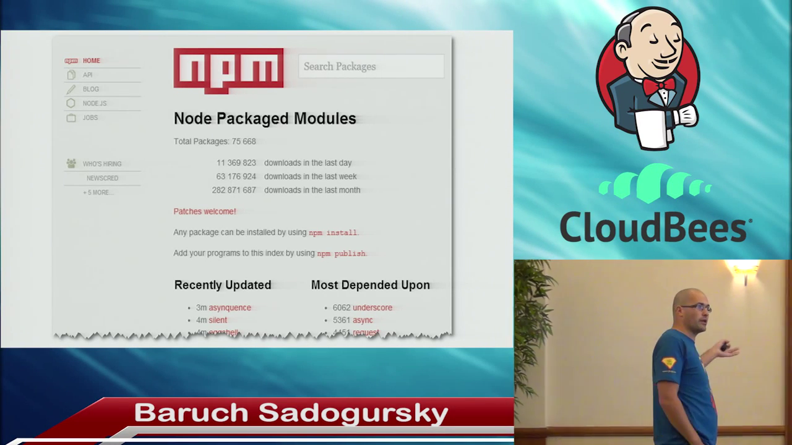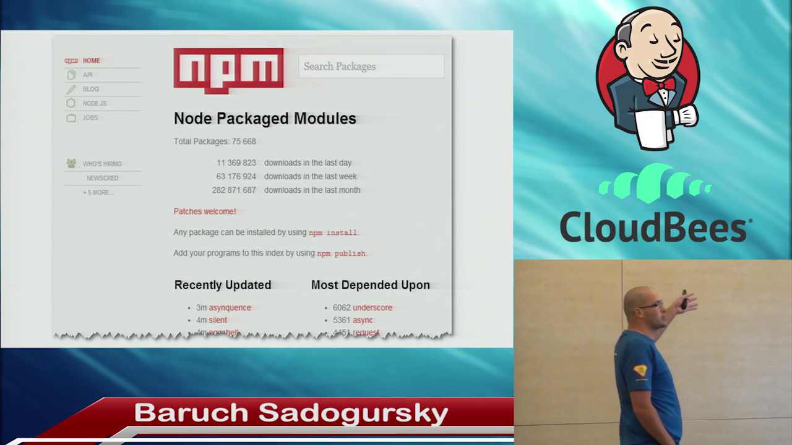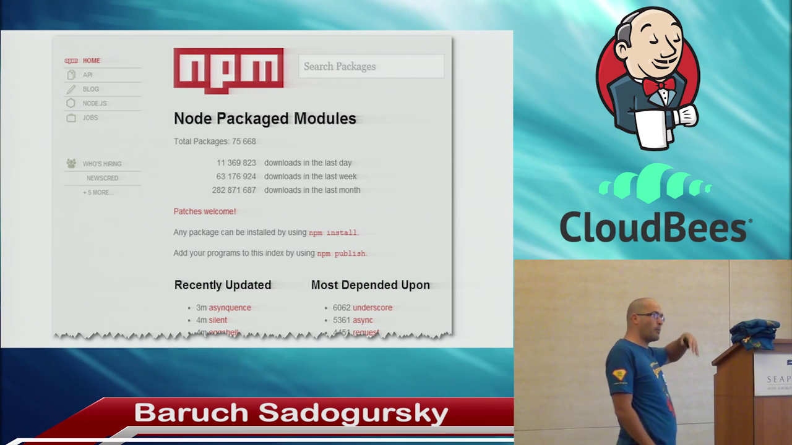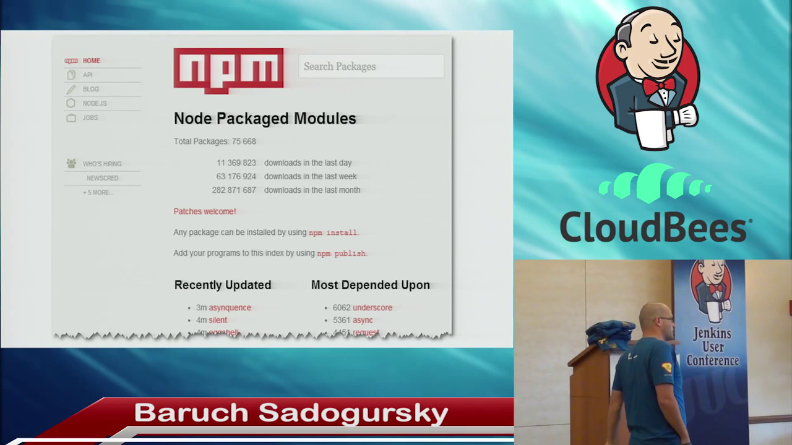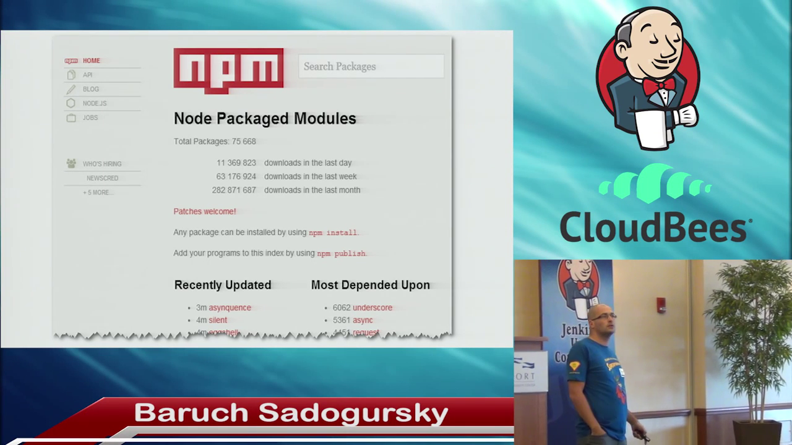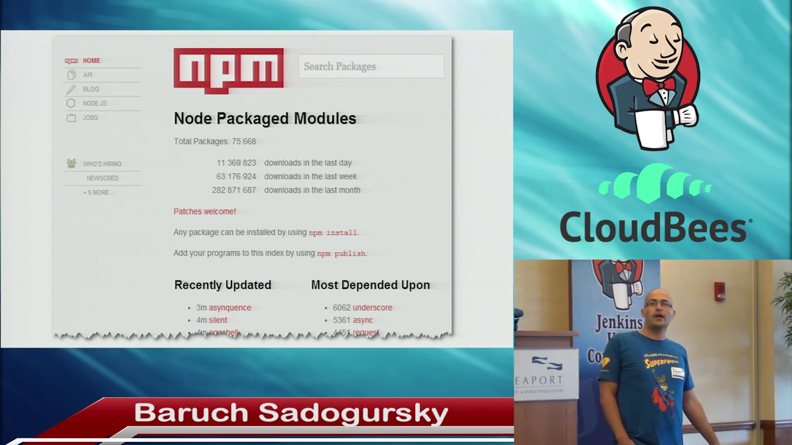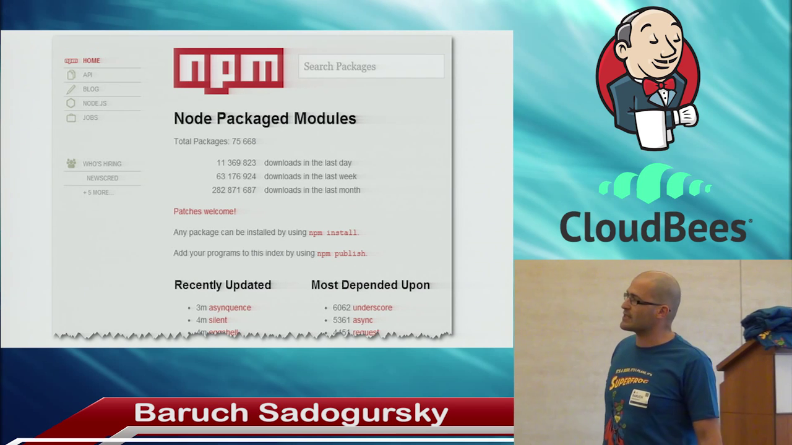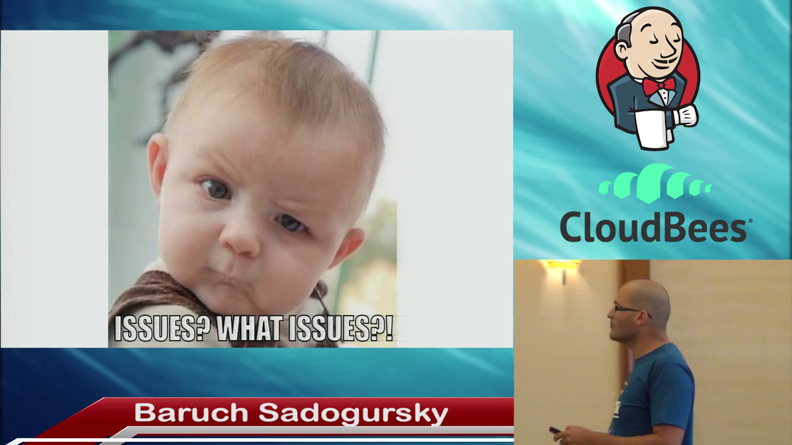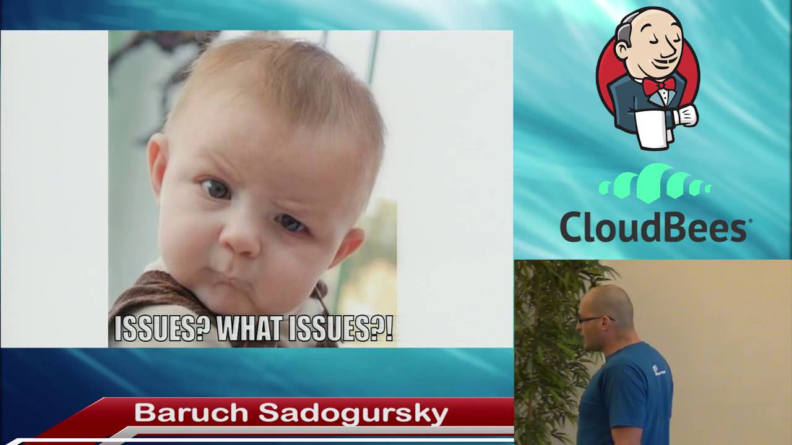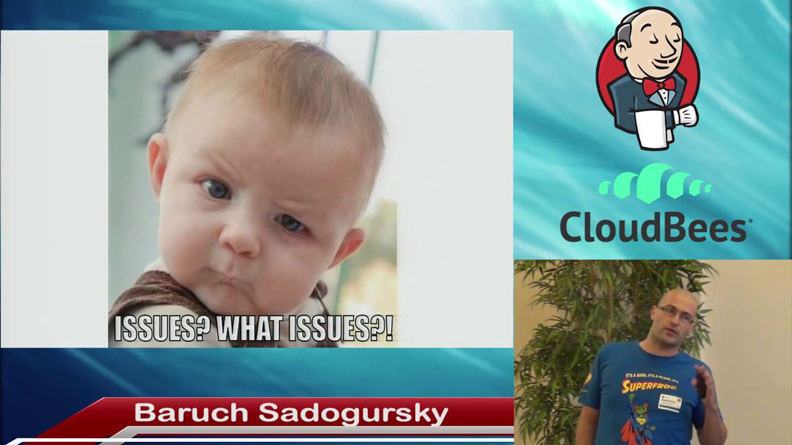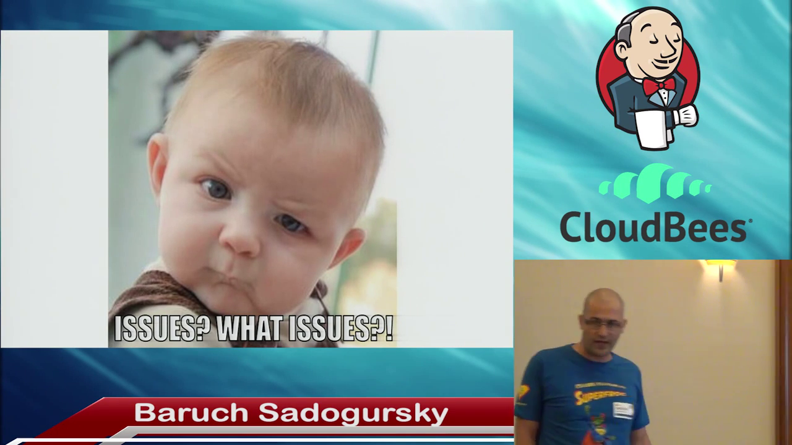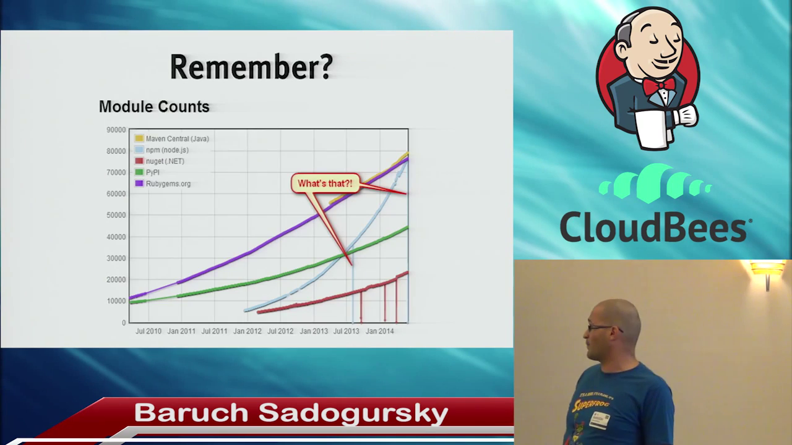Let's do some analogies with other technologies. This is analogous to what in the Java world? Maven Central, right? This is where Maven goes out of the box to search for dependencies. For .NET, the NuGet gallery, and for Ruby, rubygems.org. Exactly, this is the same idea. The problem is that any of those registries or central repositories have issues, all of them, and they are the same.